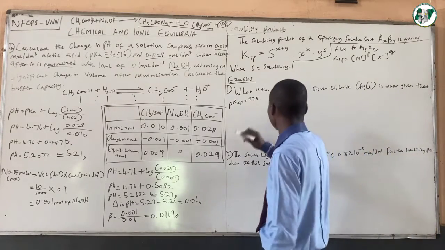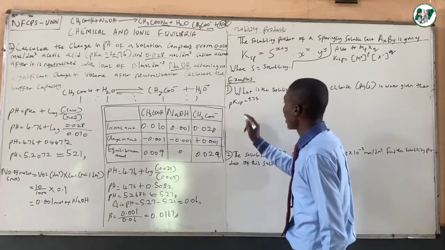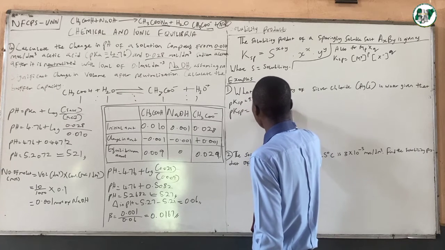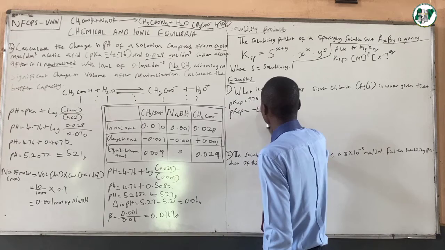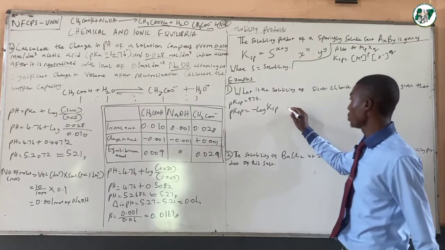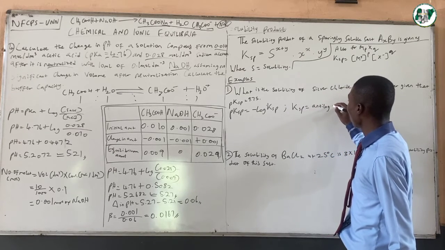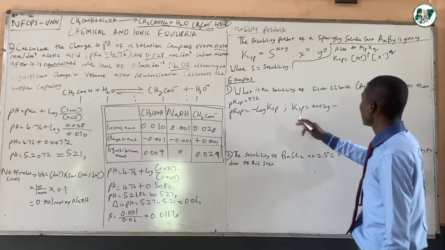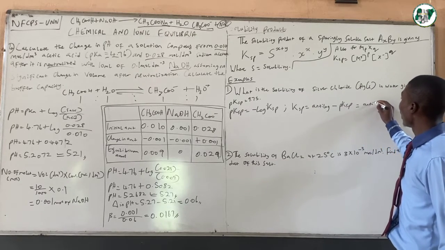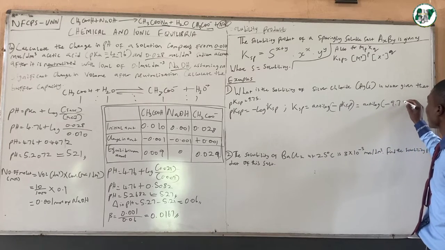So if pKsp is equal to 9.75, and we know that pKsp is equal to negative logarithm of Ksp, can we be able to get Ksp? Yes, we can make Ksp a subject of the formula. So Ksp will now be equal to antilog of negative pKsp. And what is that? That's going to be antilog of negative 9.75.